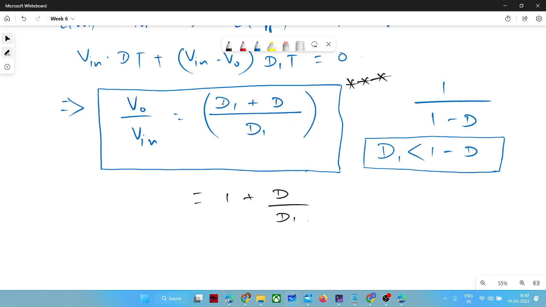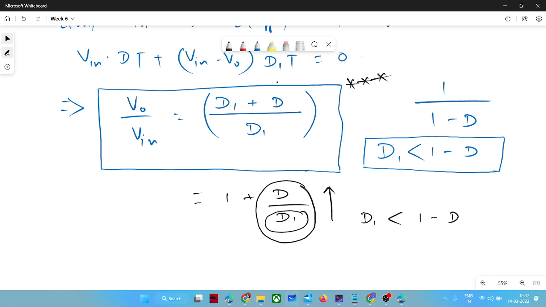But here you can see this D1 will always be less than 1 minus D. So this overall thing will always be higher than the conventional one. So my understanding is it should be higher, but it might not hold true always, as I explained in the case of the buck converter. That's why I suggested that you solve some problems, and if you see those kinds of relations are consistent, then it is good. And I hope it should be.